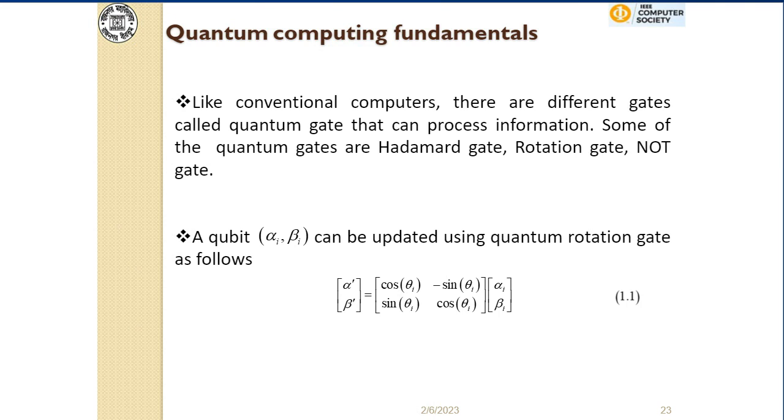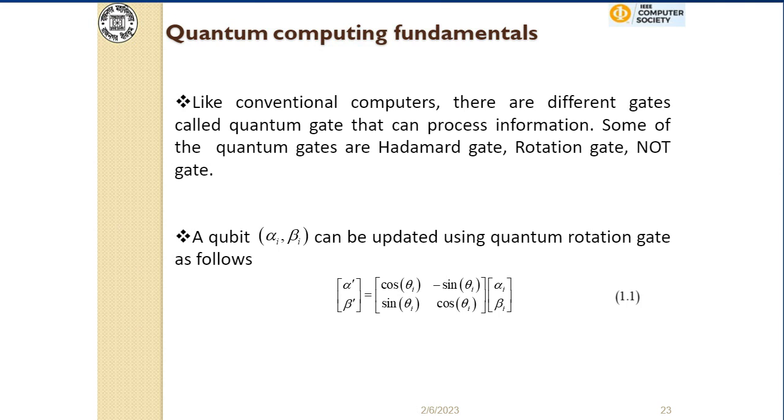Again, the NOT gate is there where you have the inversion or flip of a qubit. Flip of a qubit means you can change the probability amplitude only. Not that you cannot change the electron spin, but what you can do is change the probability amplitudes. So anyway, one example is a qubit alpha beta.